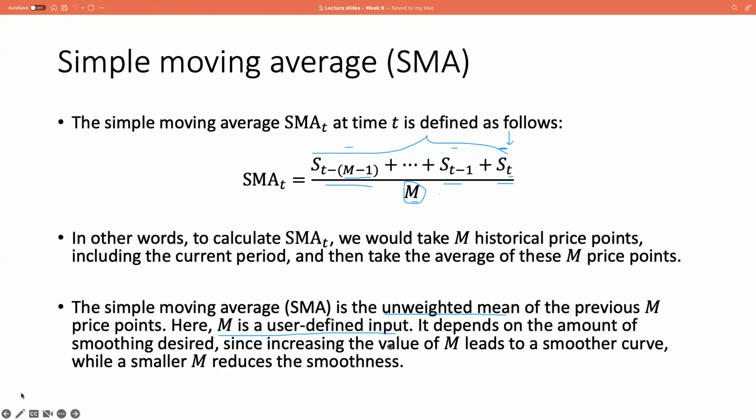So there are two cases here. If n is short, is small, then the corresponding smoothing effect will not be very big because we're only focused on a few historical points. However, when n is very big, so increasing the value of n, we're taking more historical price points. And the averaging effect is more obvious because there are more historical values. So this will result in a smoother curve. Right. So increasing n results in a smoother curve, and a smaller n results in a less smooth curve.